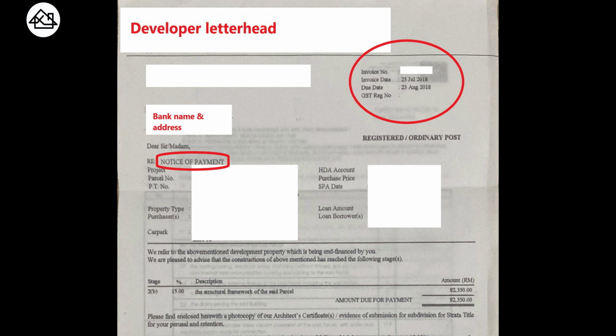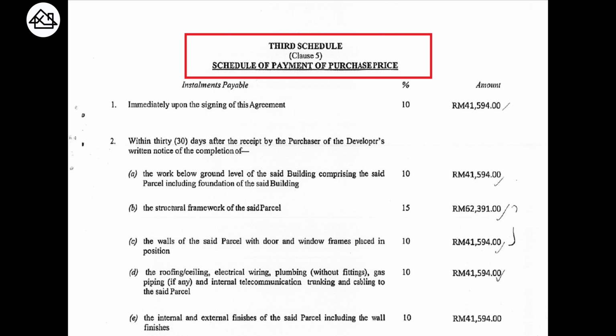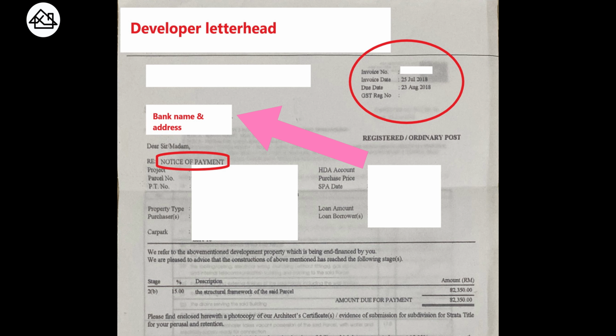This is a billing. If you buy under construction, you know there are stages, right? I'm talking about HDA compliant properties. This billing here shows that the stage is already complete, and you see the letter addressed to the bank, right? Bank address and name. So this means the purchaser has opted to borrow from the bank to finance this purchase, which is very common.